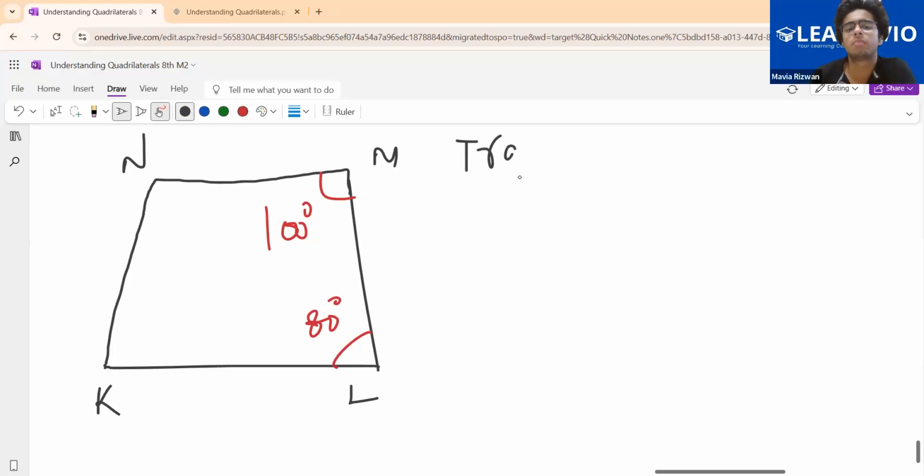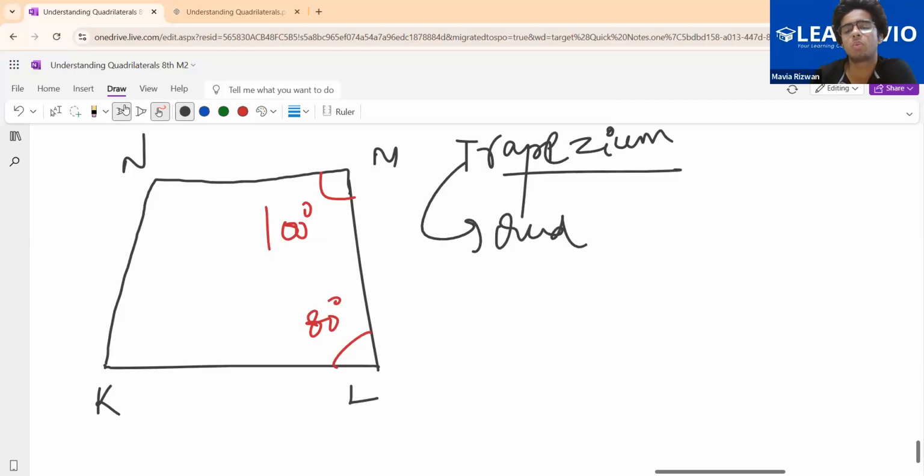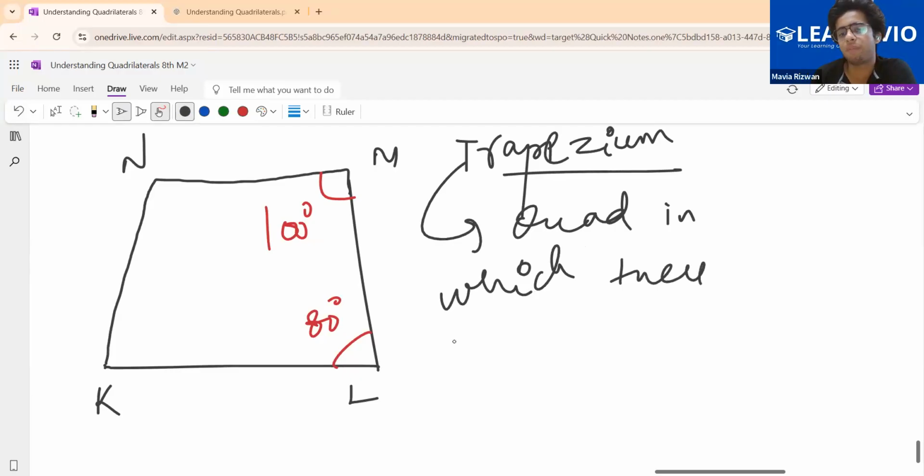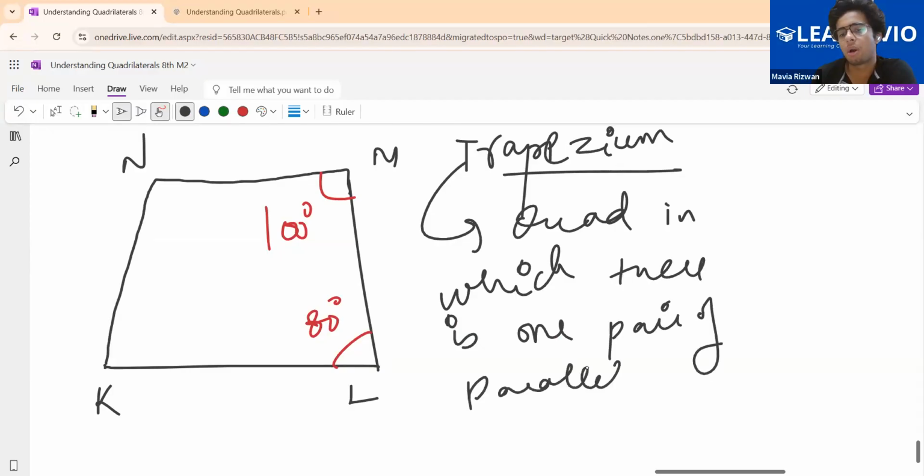A trapezium is a quadrilateral in which there is one pair of parallel sides. Now we have to prove that this is a trapezium. How are we going to prove this?